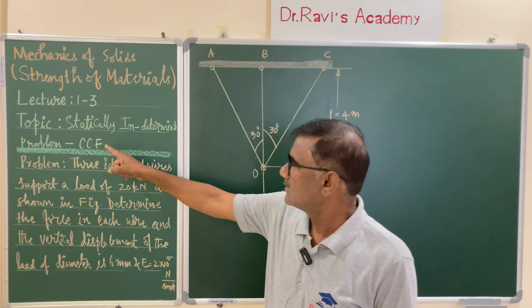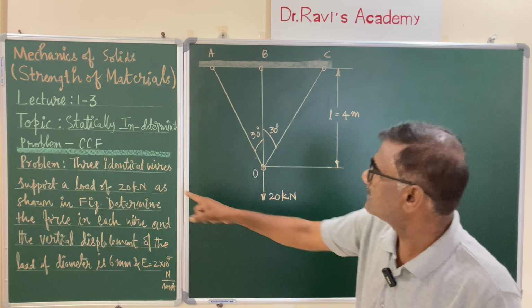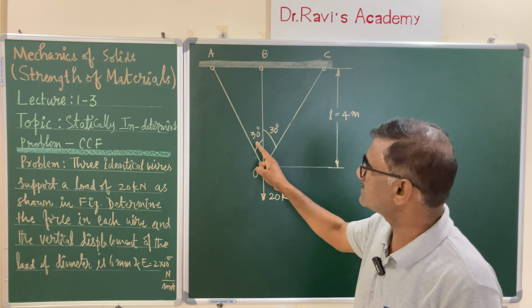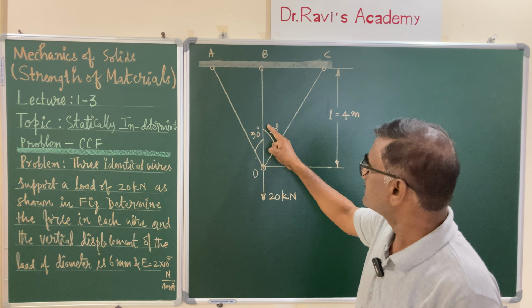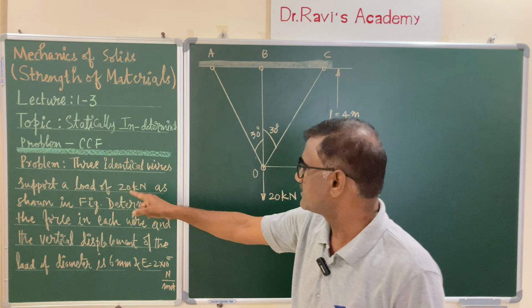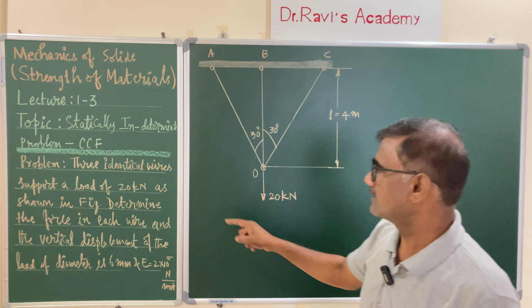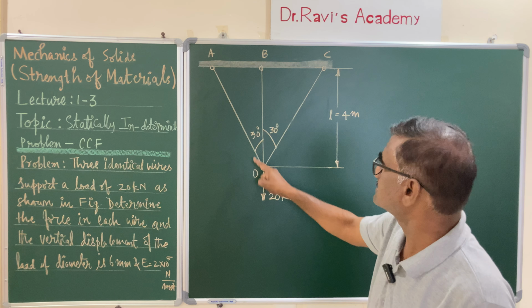In today's class, we will be understanding a problem on statically indeterminate problem of coplanar concurrent forces. CCF stands for coplanar concurrent forces. Let us look at the problem. You have three identical wires, OA, OB and OC, arranged such that the angle is 30 degrees and 30 degrees, symmetric about the vertical axis, and it is supporting a load of 20 kilonewtons. And it is asking, determine the force in each wire, that is the tensile force.